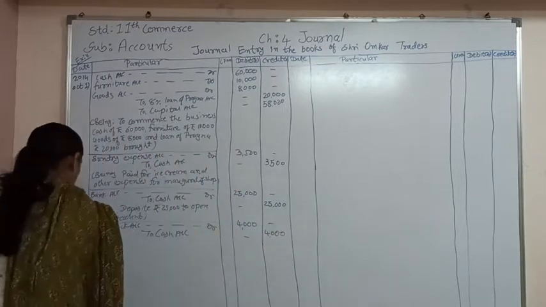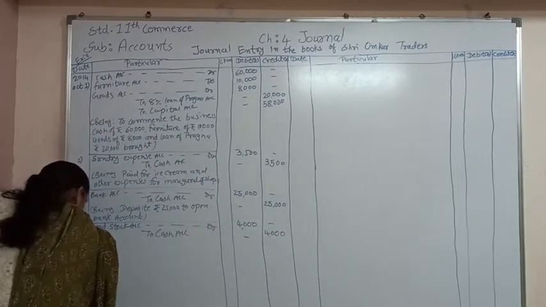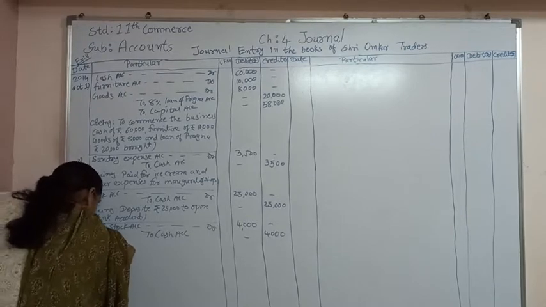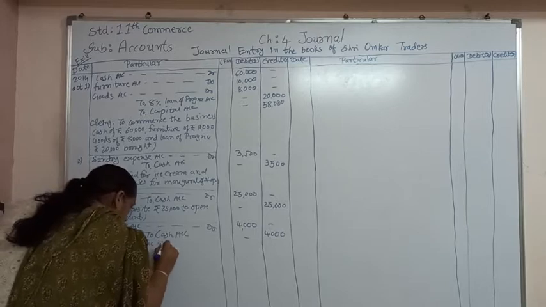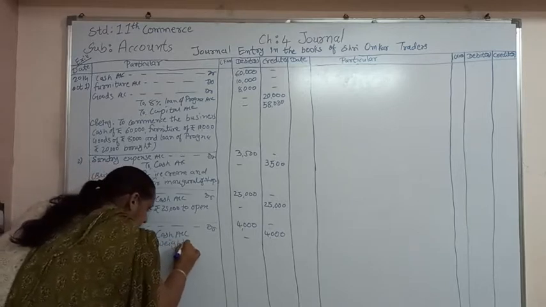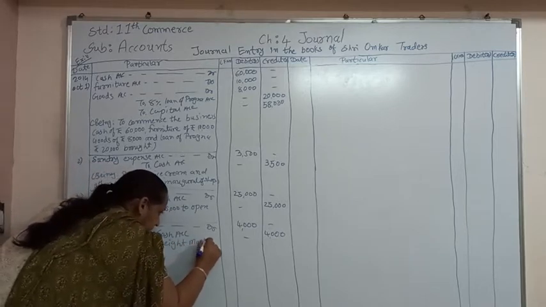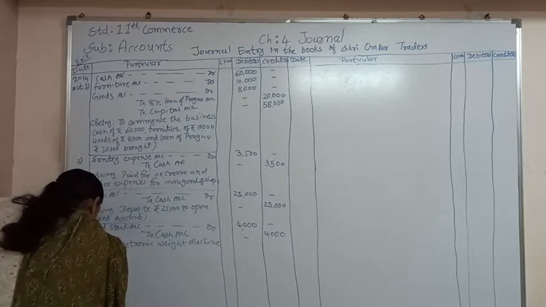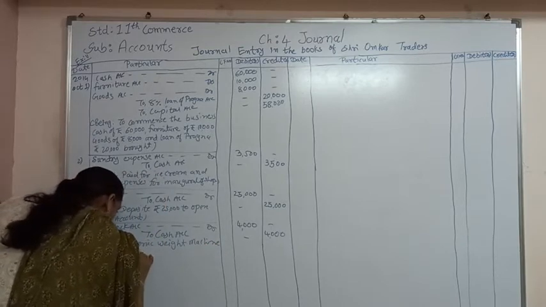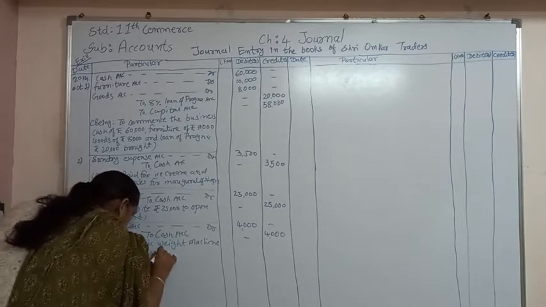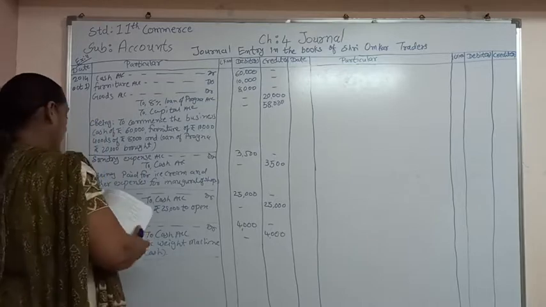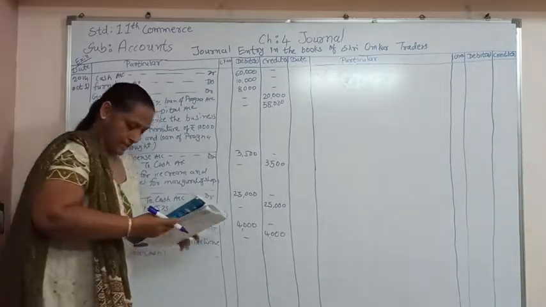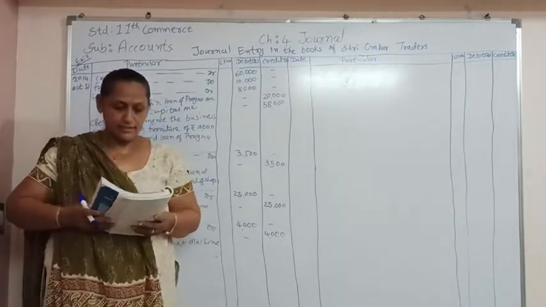Being electronic weighing machine purchased for cash. So that is for that. Now let's see the next transaction.